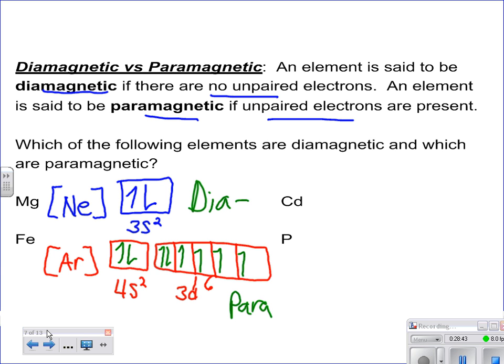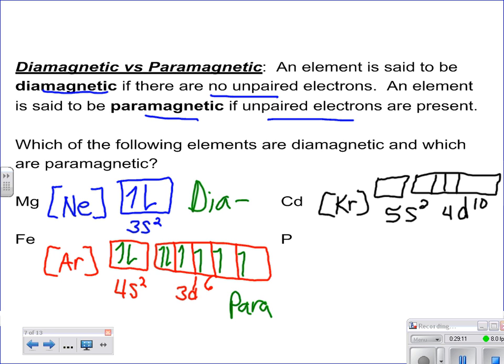Okay, finally, we've got a last couple here, which are cadmium and phosphorus. For cadmium, our most recent noble gas is krypton. And then after that is what? 5s2 and 4d10, 10 of them. So we've got one box here, five boxes here, and when we draw our arrows, we see that it is up, down, and then up, down for each of the five d boxes. So this would be classified as diamagnetic.